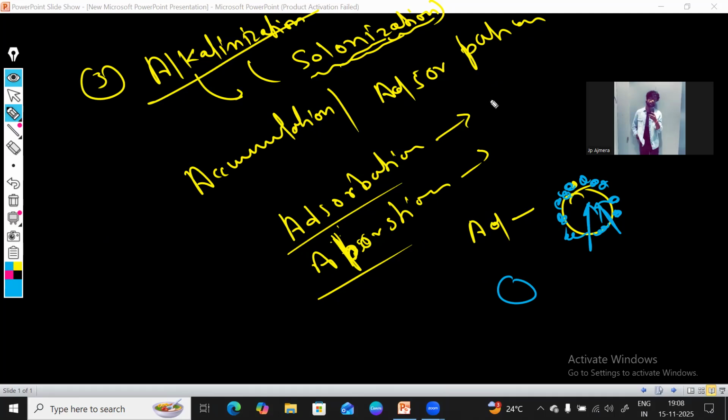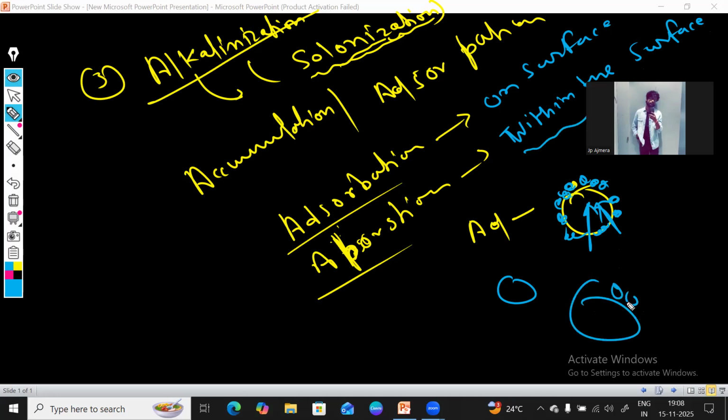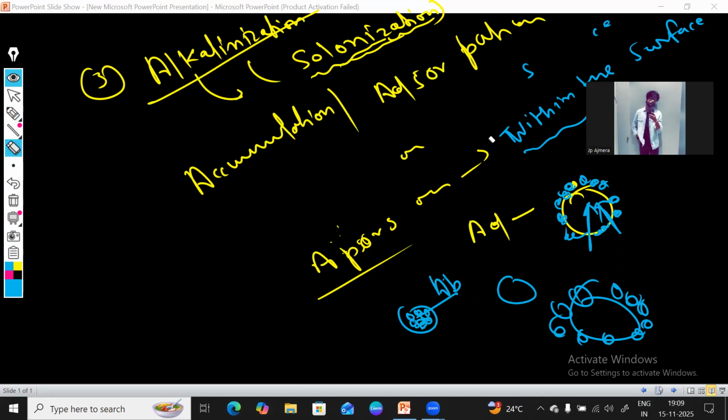Adsorption is on the surface, absorption is within the surface. This is a very minor difference. Can you get it? On the surface, this is adsorption. In the surface, this is absorption. I hope it's clear to you.